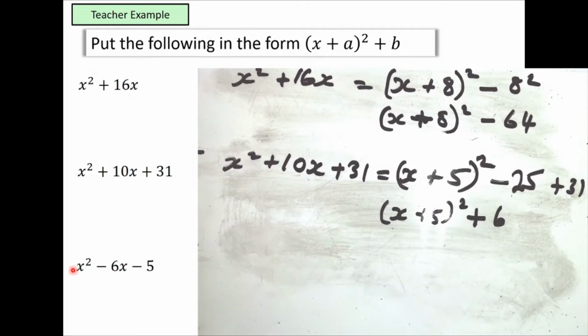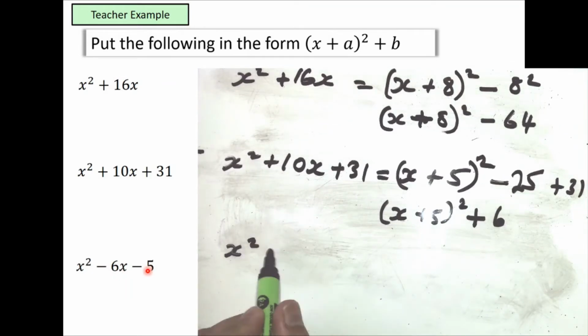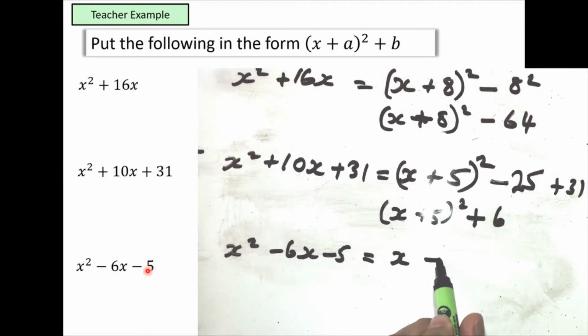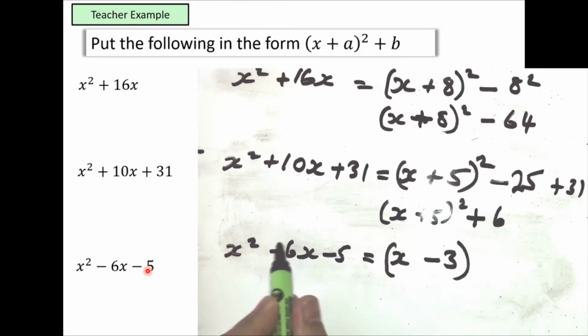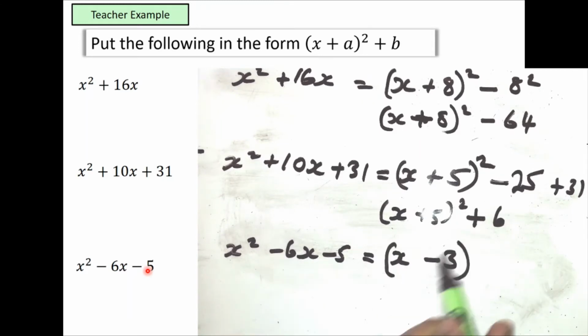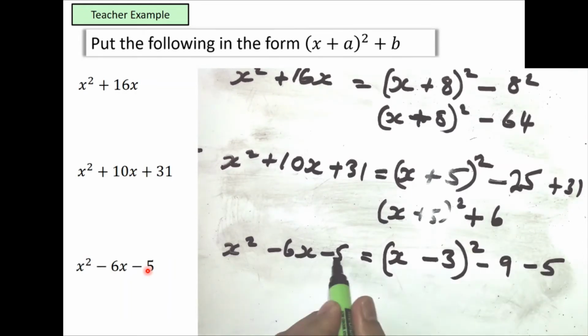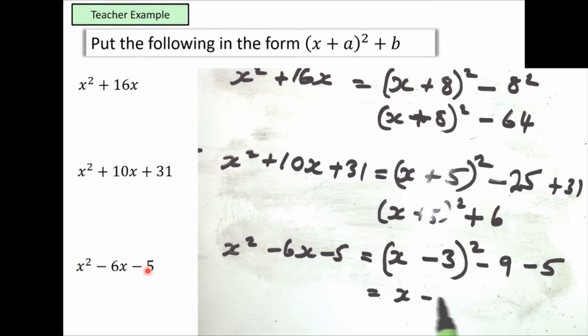And again, on the last question, I'm going to deal with the x squared minus 6x first. I leave the minus 5 till the very last step. So I end up with x squared minus 6x minus 5 is equal to x, this time minus 3 inside the bracket, again half of this term, all squared. Now, minus 3 squared is 9. So again, I need to subtract the 9 and subtract the 5 that was there already. And I end up with x minus 3 all squared minus 14.